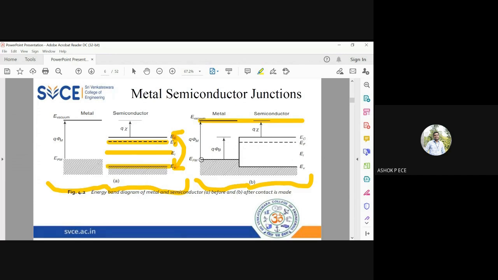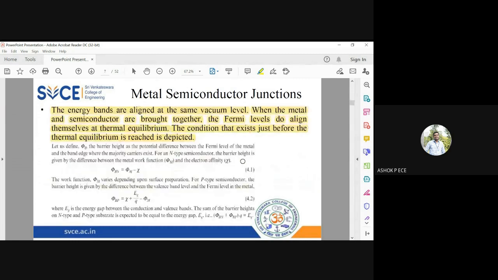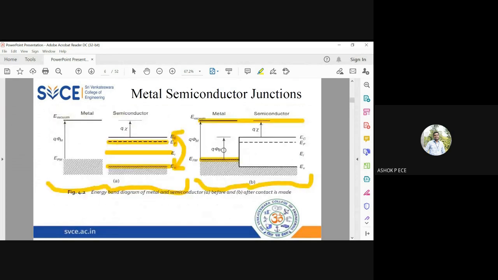You can see the Fermi level of metal is at a comparatively lower energy than the Fermi level of your semiconductor. So phi b is the potential barrier height between the Fermi level of metal and the band edge where the carriers exist. See the diagram, phi b. So phi b is the energy level from the conduction band of the semiconductor to the Fermi level of your metal.